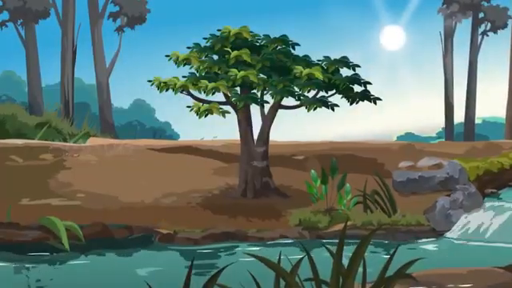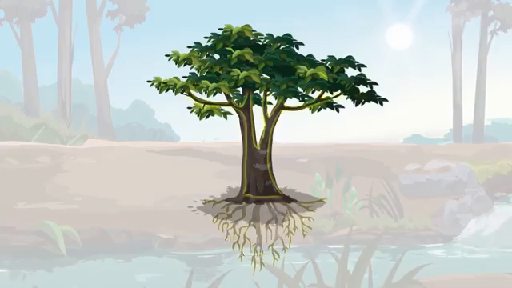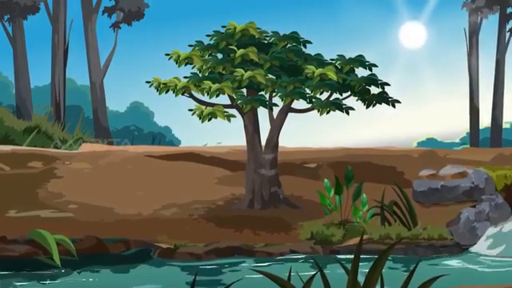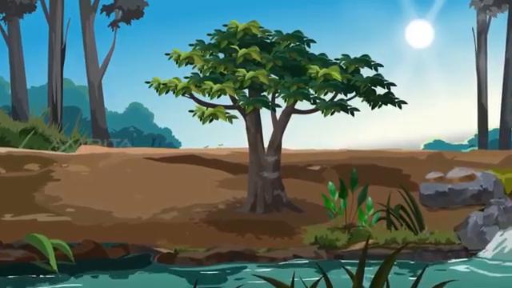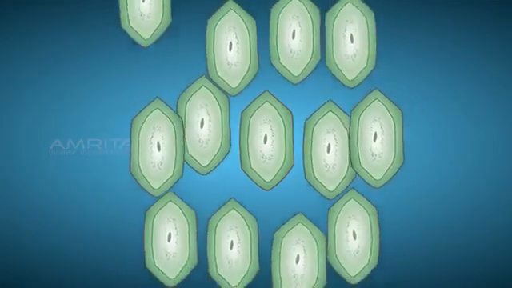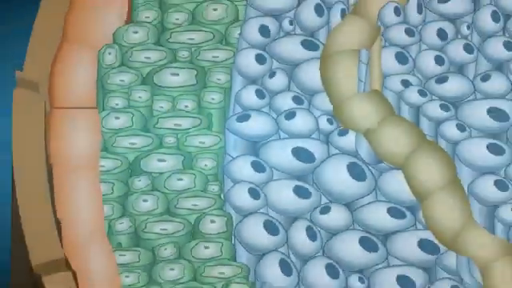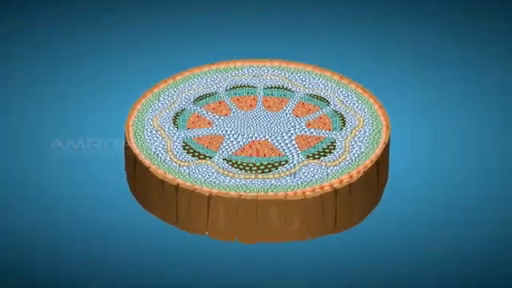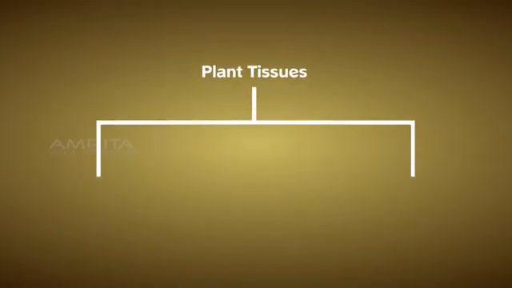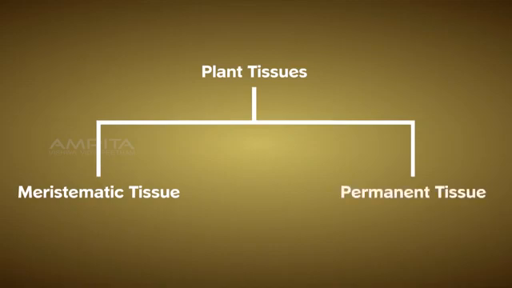Plants are composed of three major organ groups: roots, stems, and leaves. These organs are made up of various tissues that perform these functions. A large number of specialized cells together form a tissue. Plant tissues are characterized and classified according to their structure and function. The two basic types are the meristematic and permanent tissues.